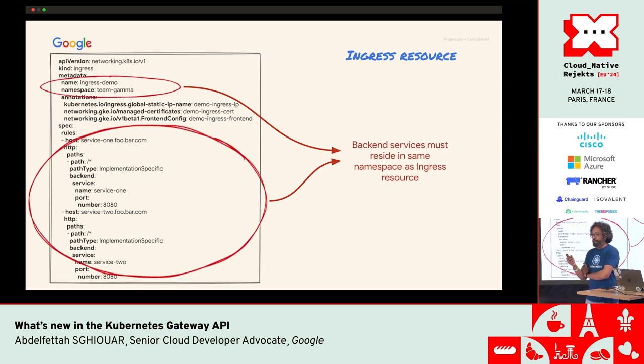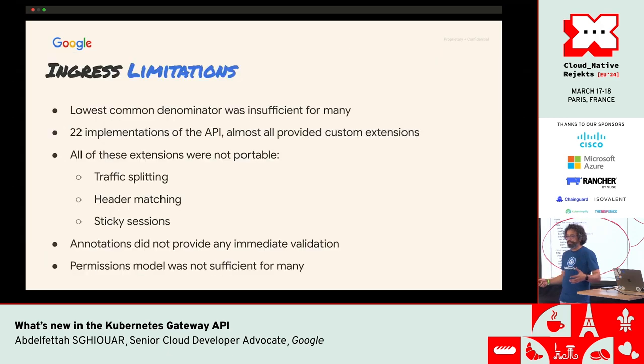A couple of limitations or a couple of problems. First of all, the Ingress controller has been designed in such a way that whatever is behind it has to be in the same namespace. You cannot do cross namespace pointing with Ingress, right? It was designed to solve the lowest common denominator. It has about, actually, that number is wrong. It's more than 22 implementations. But the key thing with Ingress is that a lot of built-in features were not portable. Like the way you would do traffic splitting with Ingress depends on which cloud provider you use and depends on which Ingress controller you would use. You have no single way to just do traffic splitting and make sure that object can be just applied to a different cloud environment and just works consistently, right?